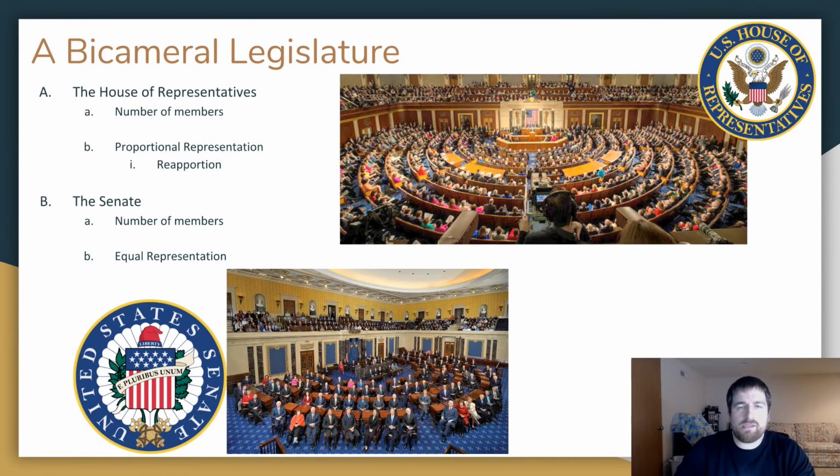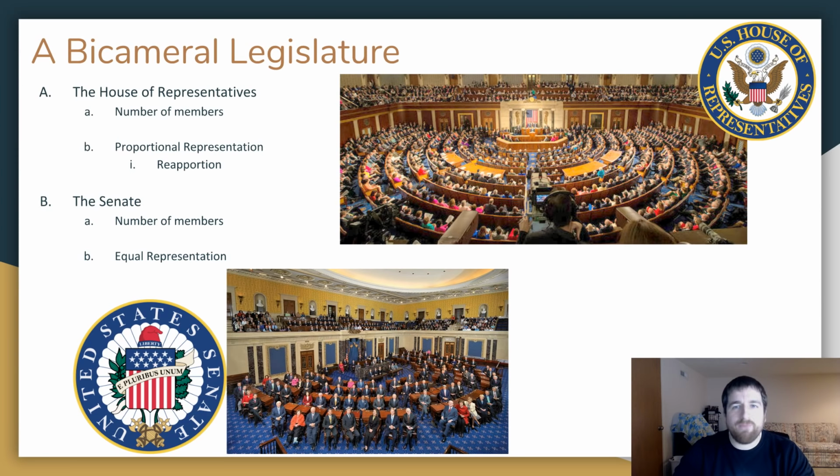So first, let's start by looking at our bicameral legislature, which we call Congress. Now, if you remember, bicameral means that Congress is split into two chambers. The upper chamber, which is the Senate, and the lower chamber, which is the House of Representatives. Let's start by talking about the lower chamber, which is the House.